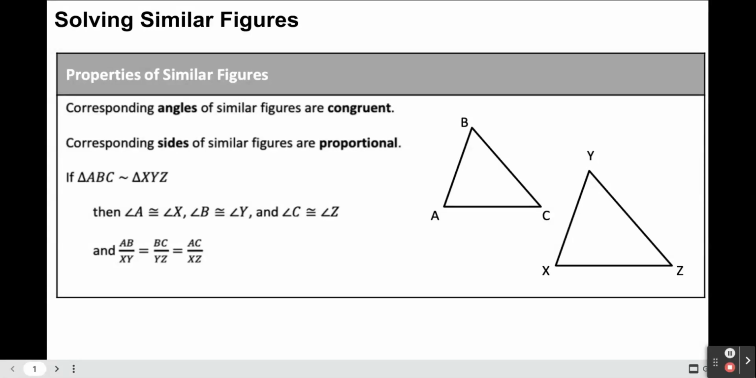In this lesson, you're going to learn to solve similar figures. Recall the properties of similar figures is that their corresponding angles will be congruent and their corresponding sides will be proportional.